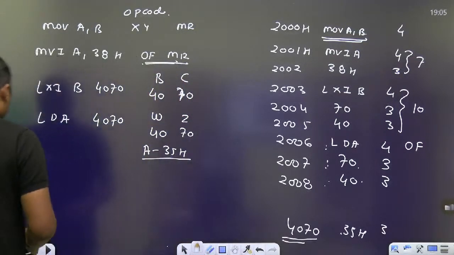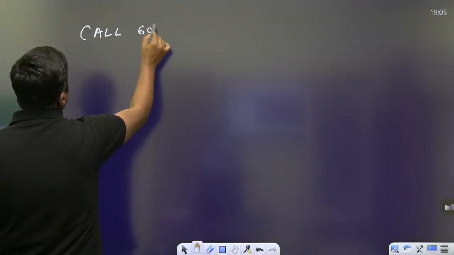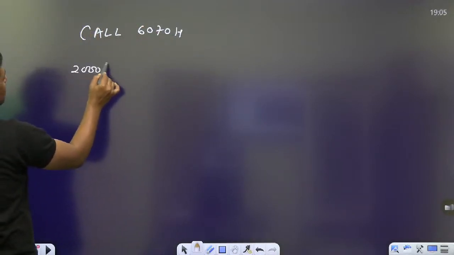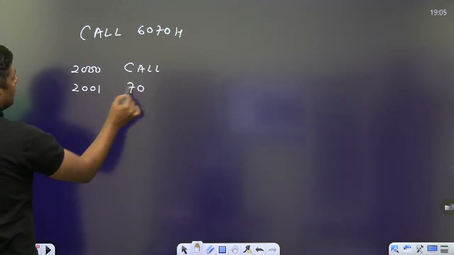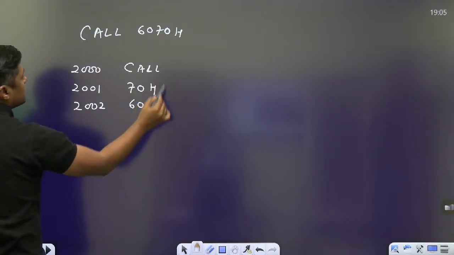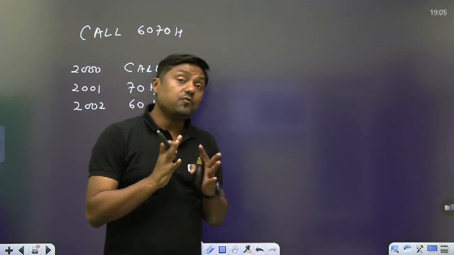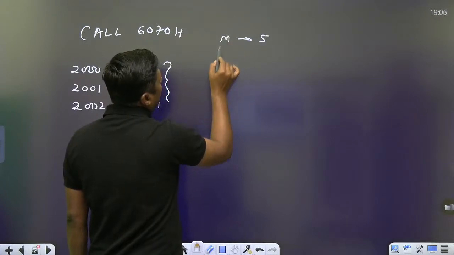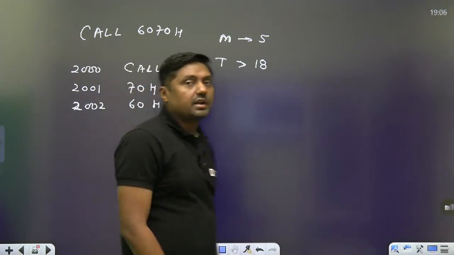Call instruction. For example, there is one instruction called CALL 6070H. It is an opcode fetch. For example, I am storing it here. The CALL is the opcode, then the lower order address, then the higher order address. It is a 3-byte instruction, but the total is 5 machine cycles. And how many T states? Maximum, 18 T states are required here.